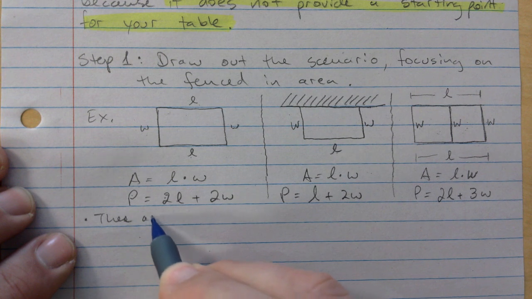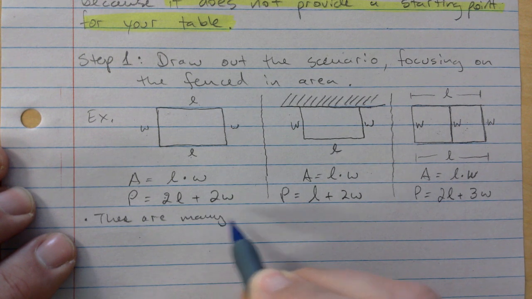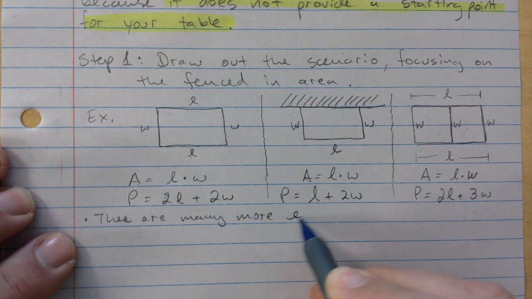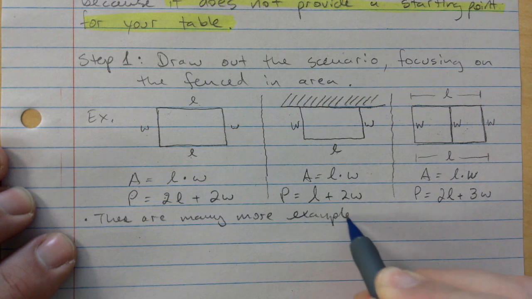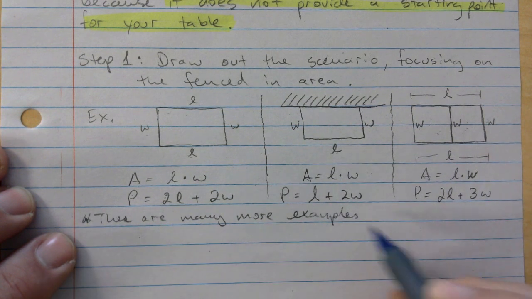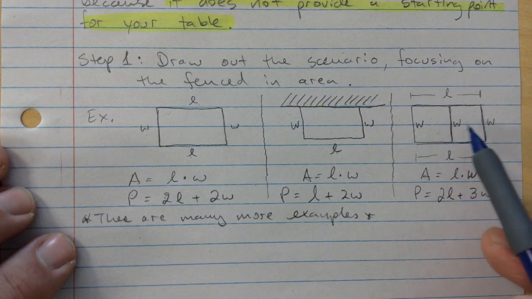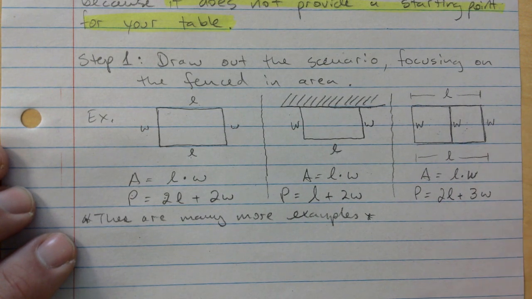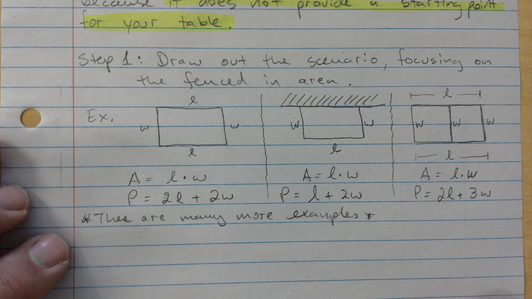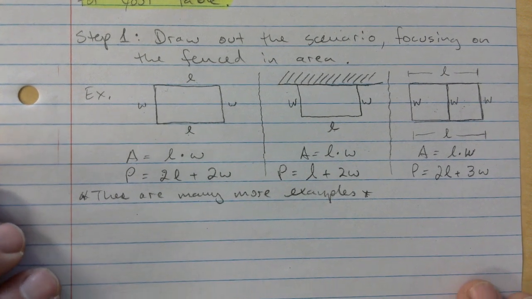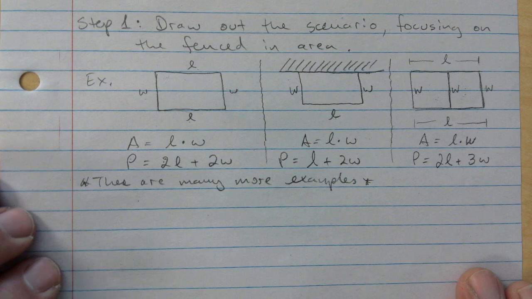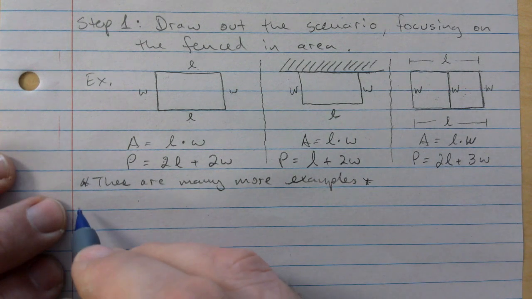There are many more examples, right? Just so you know, this is not everything. It can change. You can have an enclosure with 3 smaller sections inside, 4, it doesn't matter. You can just extrapolate from what you're learning here, okay?